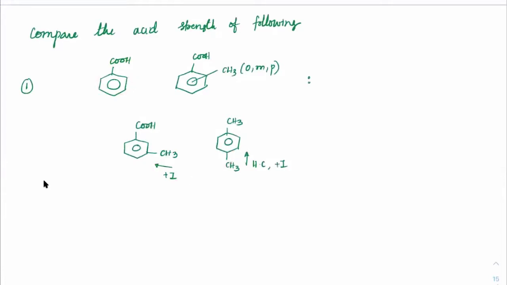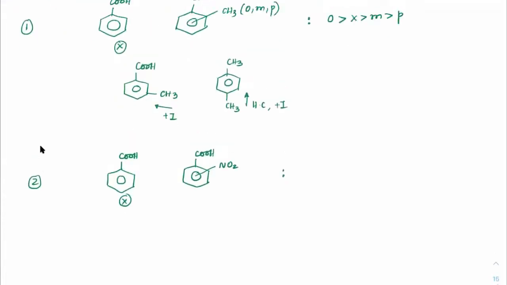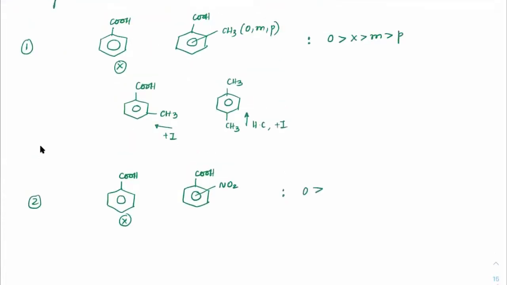So how would that be here? Benzoic acid, I will always write as X. So ortho is greater than X, greater than meta, greater than para. Ortho has to be greatest, right? Then para, then meta, then X. Right, everyone?